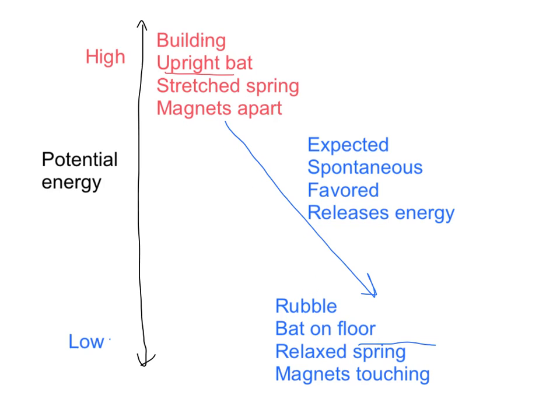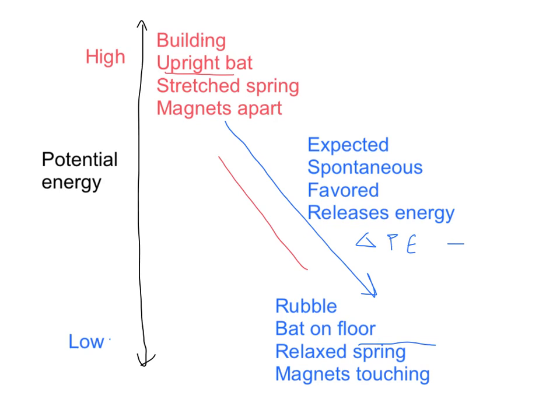And we can use the Greek letter delta, which looks like a triangle, to symbolize change in potential energy. In this case it is negative. When you're going from high to low, high potential energy to low potential energy, the potential energy has dropped. That's a decrease, so it's a negative. The delta PE, the change in potential energy, is negative.